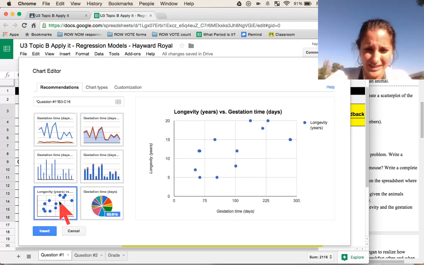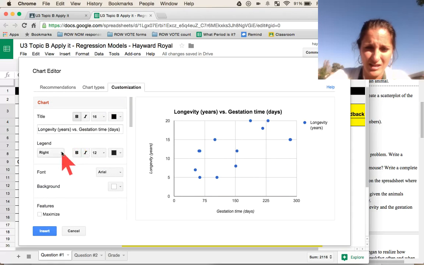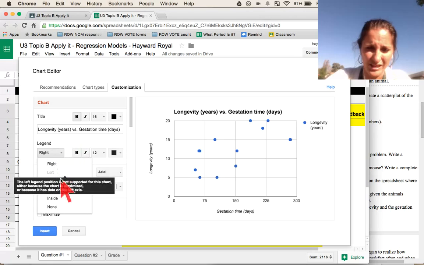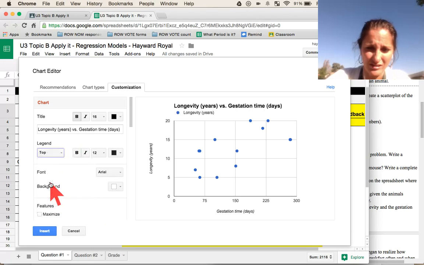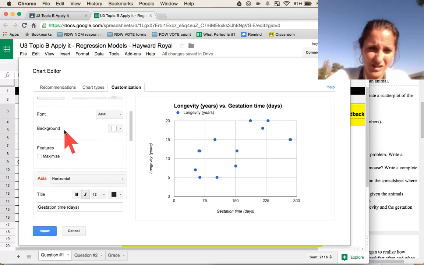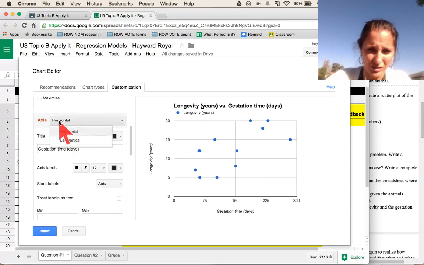I'm choosing the scatter plot. Go to customize. I like to have the legend on the top. Longevity, years versus gestation time is good. I'm going to look at my horizontal axis. Gestation time in days, the label looks fine.